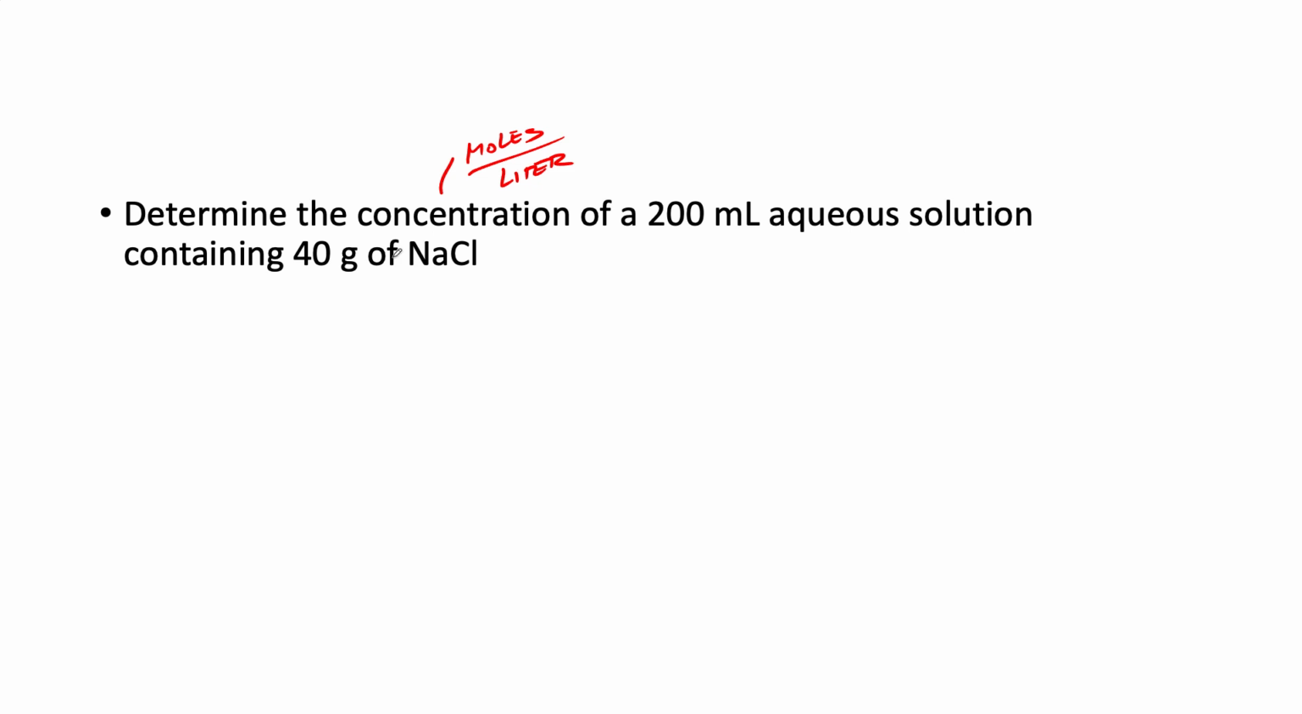Now, if it doesn't tell you what type of concentration we're looking for, it's big M, which is moles per liter. If we're looking for anything else, it would tell you. So we're looking for the concentration. We have 200 milliliters of an aqueous solution that contains 40 grams of sodium chloride. So here's one piece of data, here's the second piece of data. So we want the amount of sodium chloride in 200 milliliters of aqueous solution.